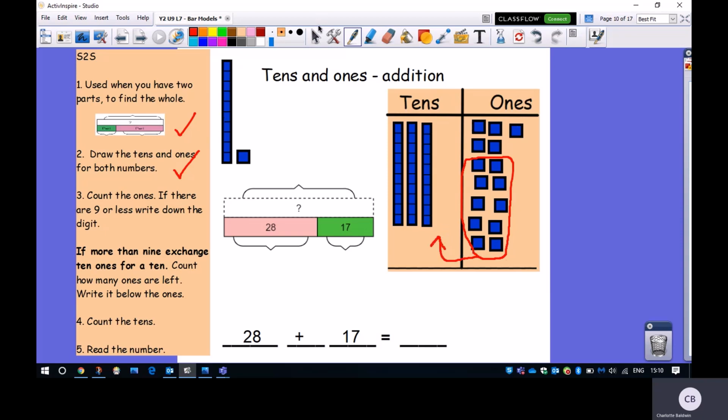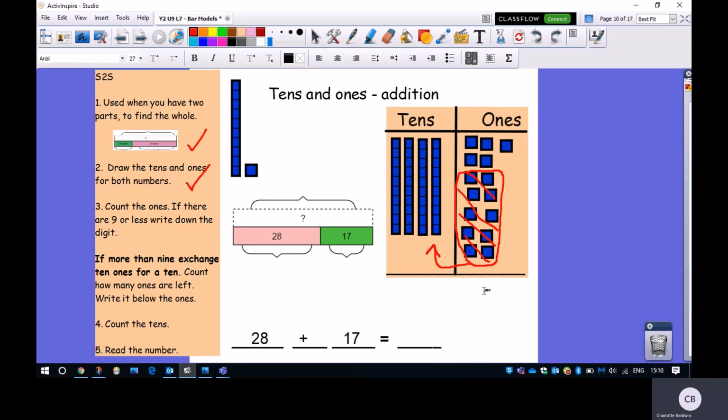I'm going to take another 10. And when we go to add, we will not be counting all these ones because we've moved them across and made them into 10. Okay, let's check the ones again this time. 1, 2, 3, 4, 5. That's fine. I can have 5 in my ones because it's less or equal to 9. Okay, how many tens have I got all together? 1, 2, 3, 4. 4 tens.